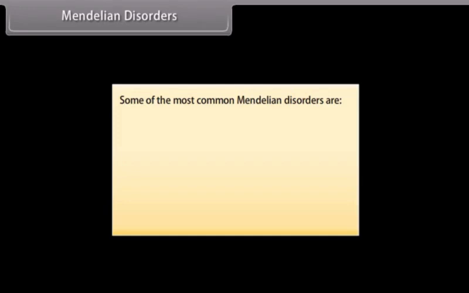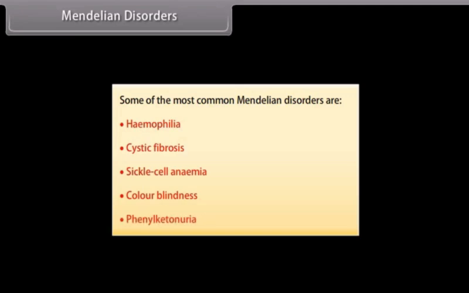Mendelian disorders. Some of the most common Mendelian disorders are hemophilia, cystic fibrosis, sickle cell anemia, color blindness, phenylketonuria.